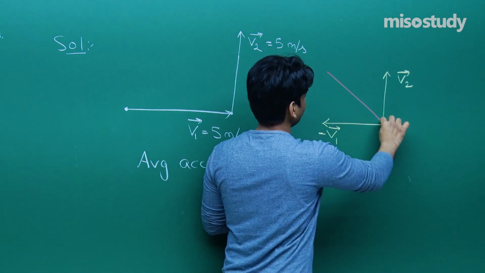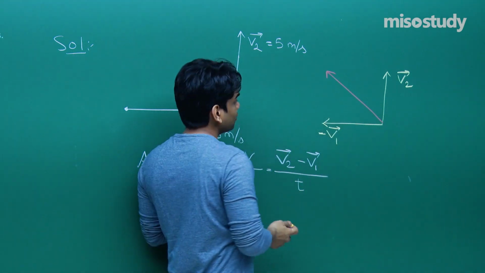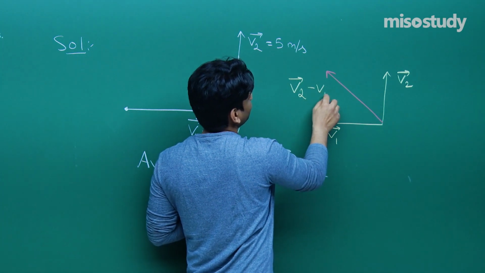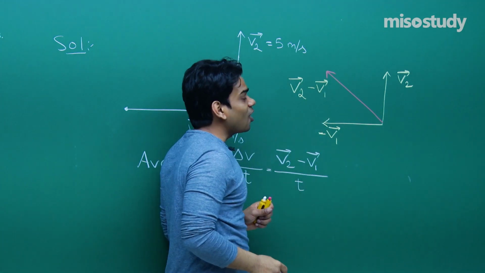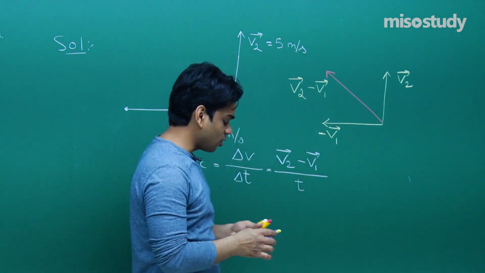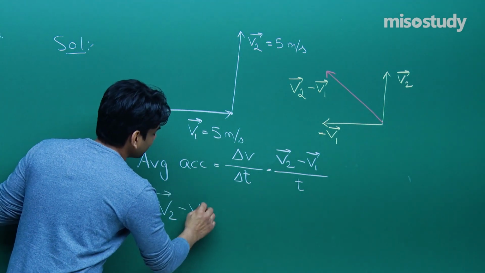This will be the resultant of v2 and minus v1. So let me write down this resultant as v2 velocity minus v1 velocity. Now, what will be the magnitude of this resultant? Let's try to find out that. So we have v2 velocity minus v1 velocity.